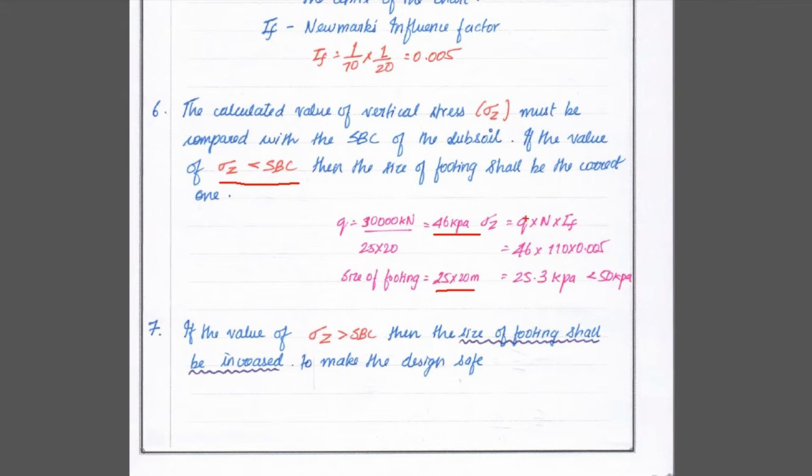So the sigma z value is equal to q into n into IF. The q value we found is 46.2, then the n value is equal to 110, taken from the graph, into IF equal to 0.05. From that we get 25.3 kilopascal. The SBC of the soil is equal to 50 kilopascal, so 25 is less than 50 kilonewton per meter square. If the value of vertical stress is greater than the SBC, then the size of the footing shall be increased to make the design safe.